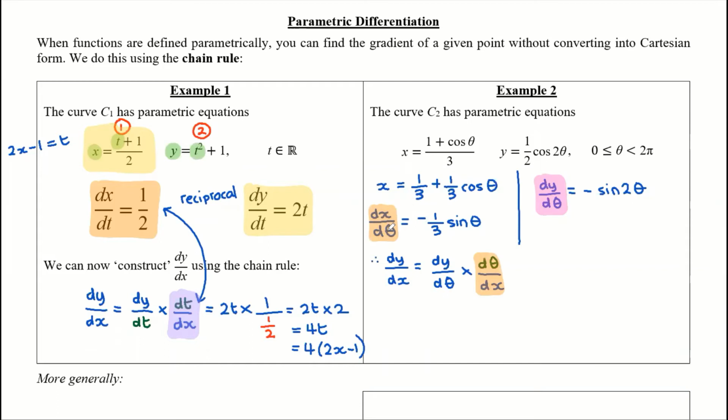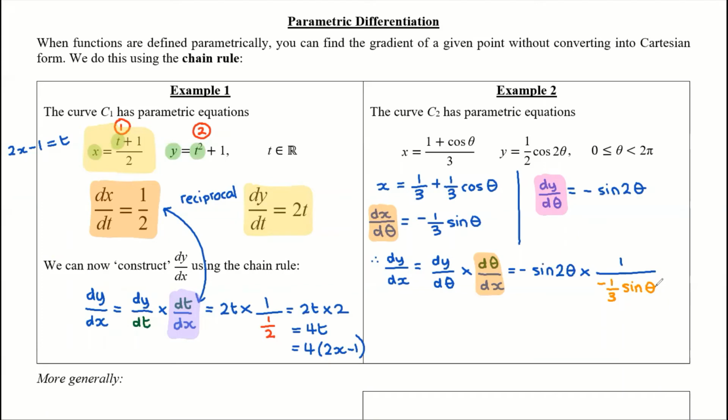So let's finish that off. So this is going to equal negative sine 2 theta multiplied by the reciprocal of that. So that's going to be 1 over, and be careful with this, please, ladies and gentlemen, so that's going to be minus 1 over 3 sine theta. Notice I put the whole of dx by d theta in the denominator. We have to reciprocate it.